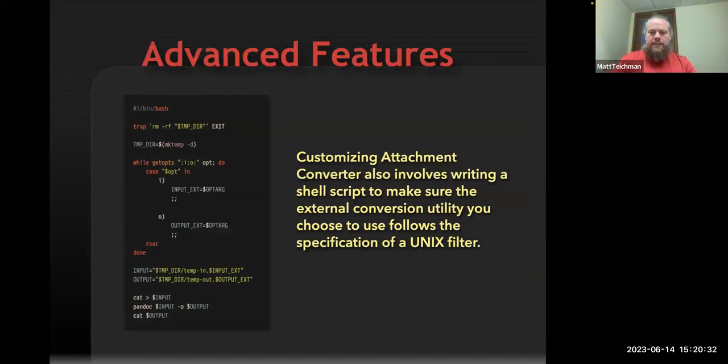And then the second thing you need to do is configure the external conversion utility that you want to add to attachment converter. You need to set that up to provide its output in the exact way that attachment converter expects. If any of you watching are Unix people, this means writing a shell script to wrap the conversion utility so that that utility effectively becomes a Unix filter.